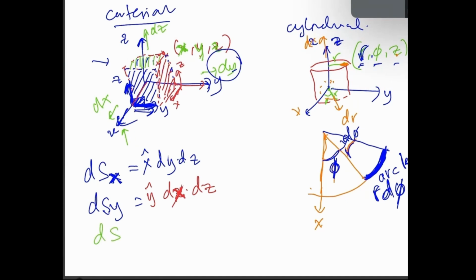Third one is the surface at the z axis. We have this length times this width. This length is equal to dx. This length is dy. So dx times dy. That is the z vector. That is the formula for the differential surface of the Cartesian coordinate.